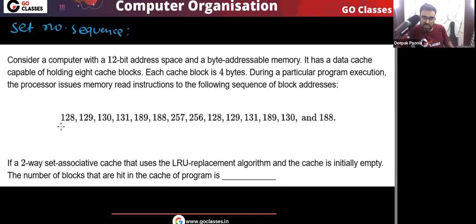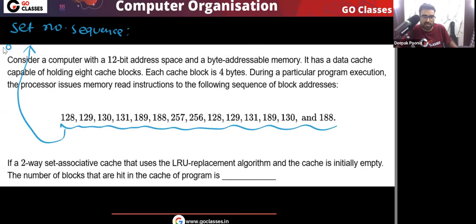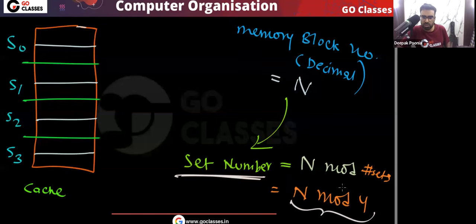Okay, from this data that is given to us, you find the set number sequence. Suppose I bring this block, block number 128, from the main memory to the cache memory, to which set will it map? This is what we want to find. As I told you, you divide the main memory block number by 4 and find the remainder. That will be the set to which that main memory block will map.